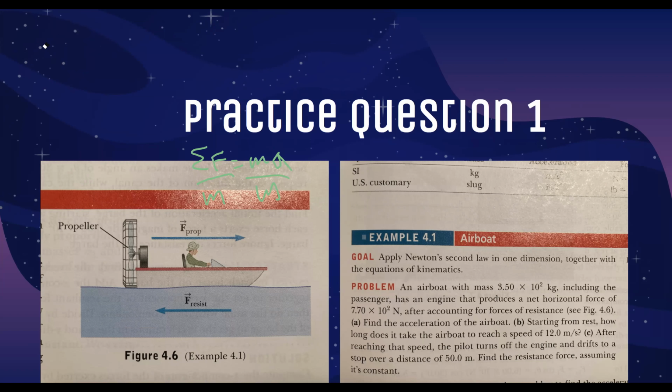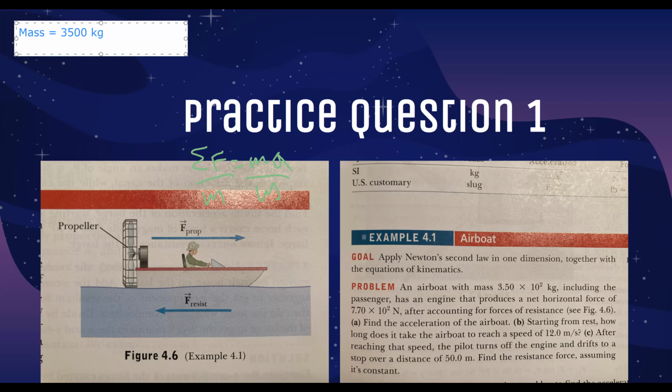Sorry about that. Let me just rewrite it. Equals 3500, and the acceleration is 2.2 meters per second squared. Okay, so now we found the acceleration. We move on to part B.